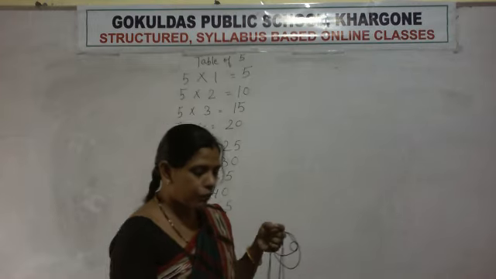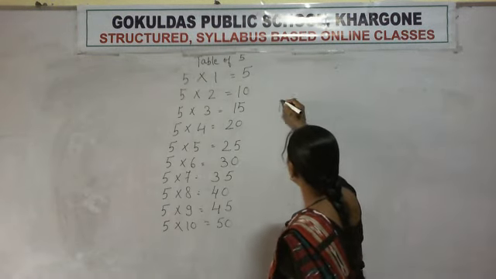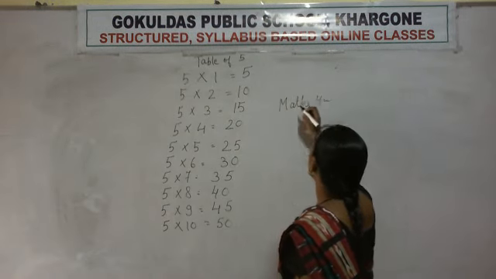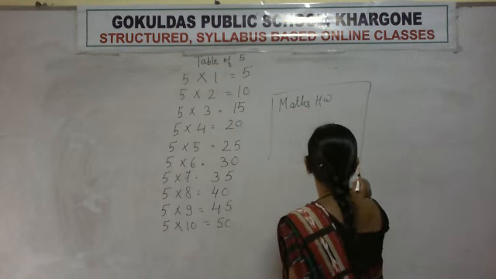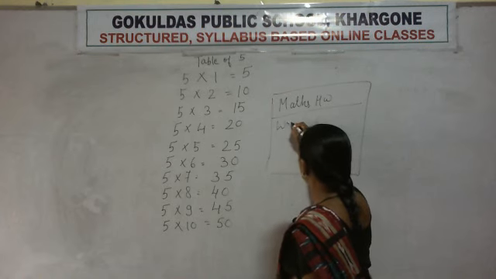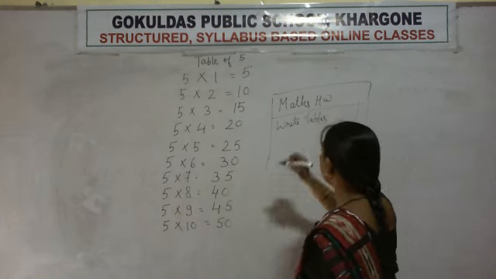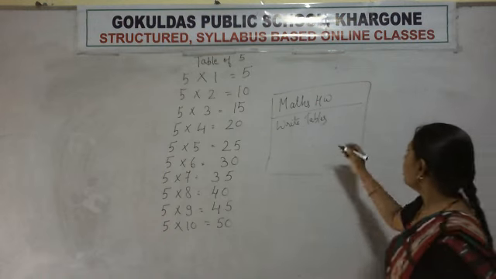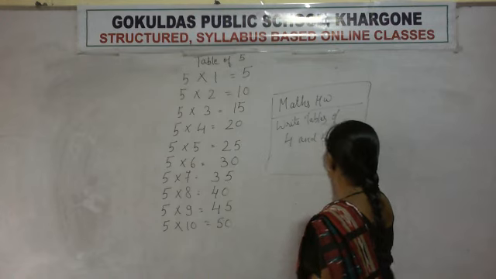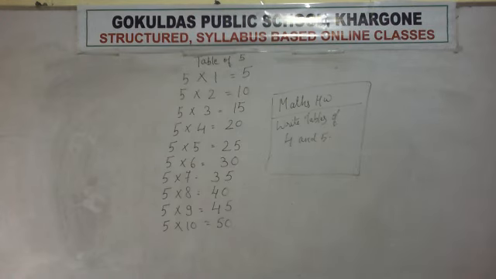Okay, I hope all of you have written the table of 5 also. Now note down your today's homework. Your today's homework is to write tables. You have to write tables of 4 and 5. This is your homework. You have to write the tables of 4 and 5.